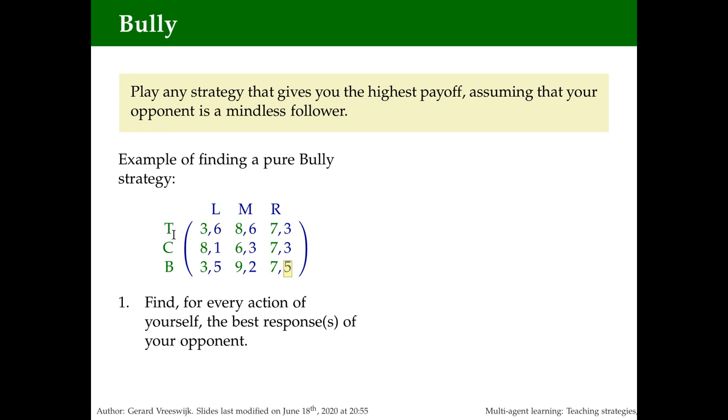So the idea is that if you play top, then your opponent is likely to play left or middle. If you play center, then your opponent is likely to play middle or right. And if you play bottom, then your opponent is likely to play left or right. It doesn't make sense for your opponent to play middle because it gives him or her a lower payoff. So that's what I just told you.